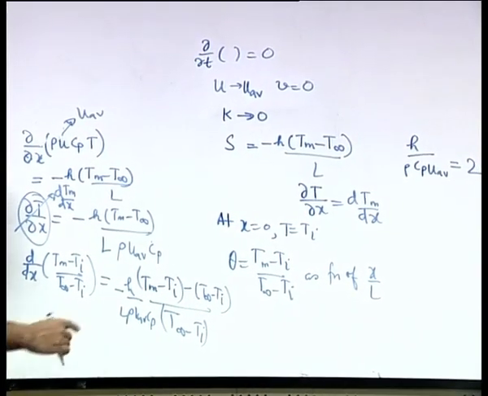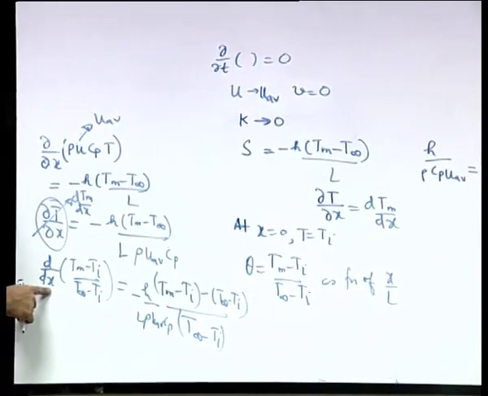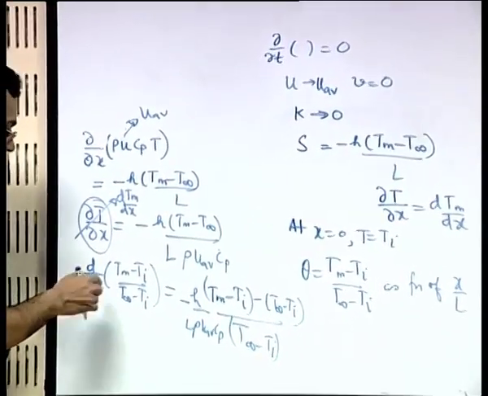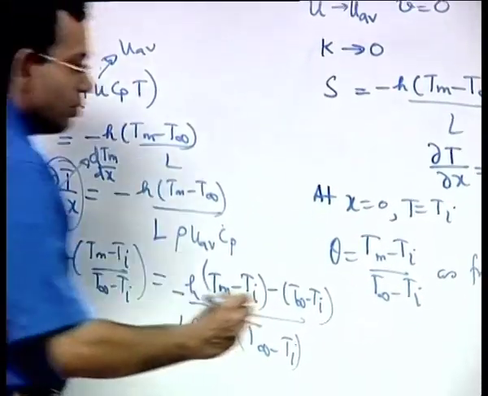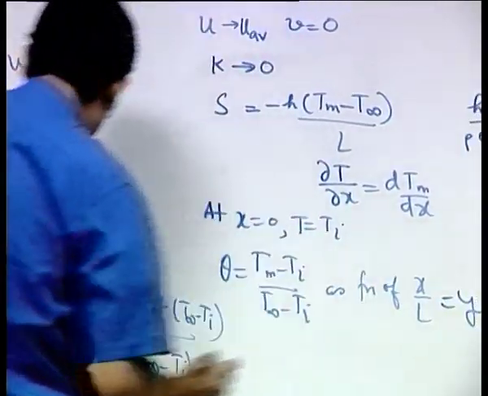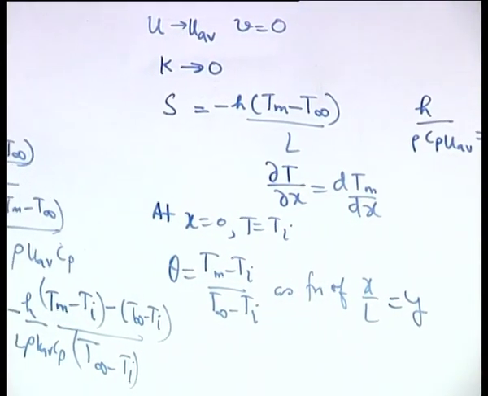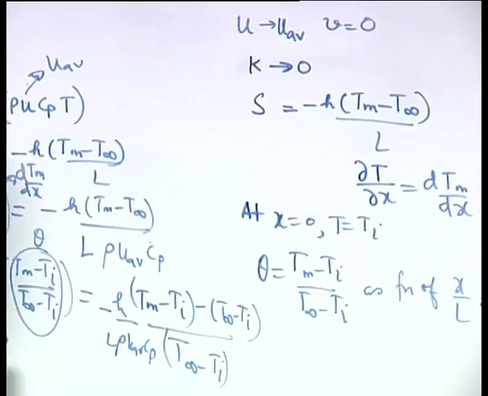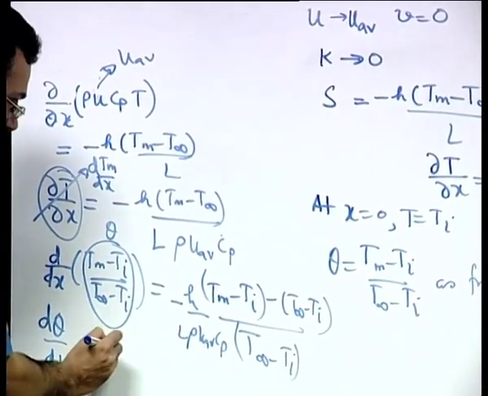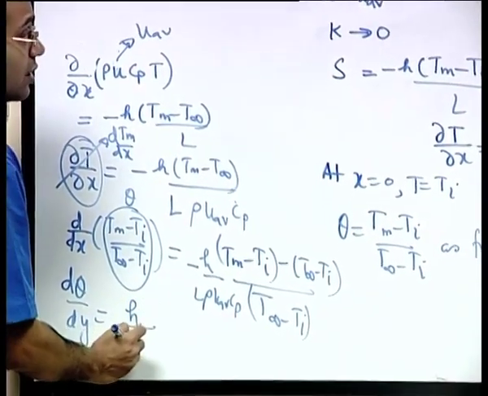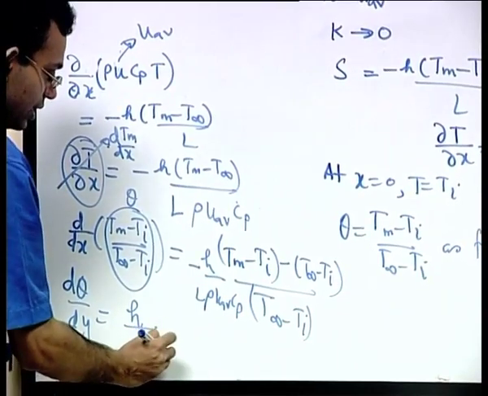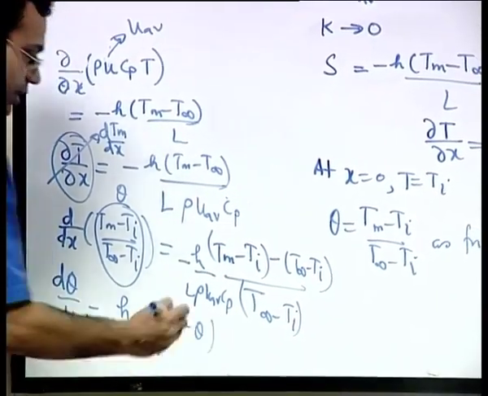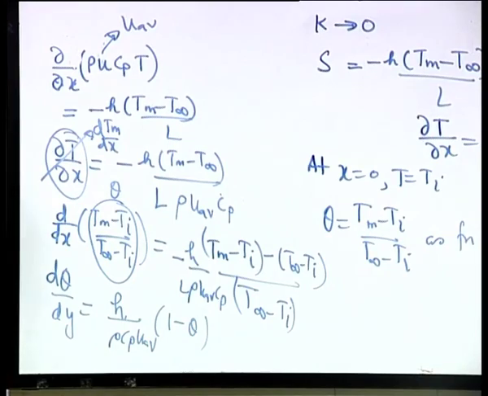And you can absorb this L by expressing a non-dimensional x, that is small x by L. So if we consider y equal to small x by L, then this is defined as theta. So d theta dy is equal to H by rho Cp U average into 1 minus theta, and this is given as 2.